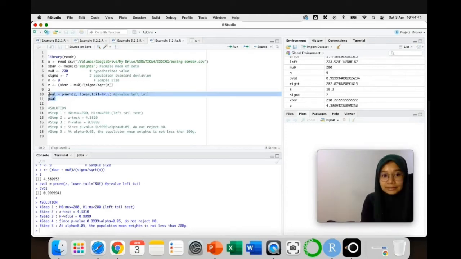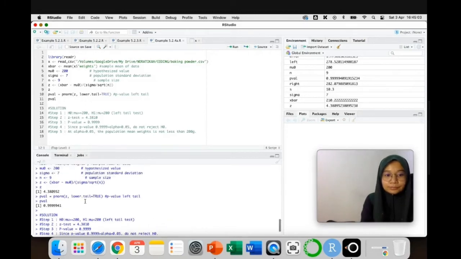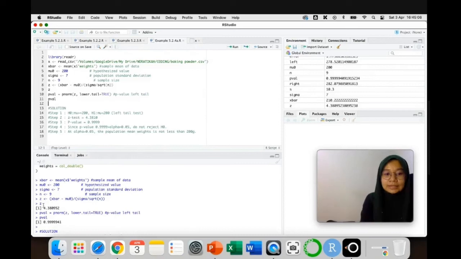And then p-val here is the p-value. So look at here. P-value here is for left tail. Ini adalah cara untuk cari p-value left tail. P-value right tail lain pula. So this one is how we want to find p-value for the left tail. So look at the output here. Z test is equals to 4.3809 and then the p-value is 0.9999. Dia dekat dengan 1.